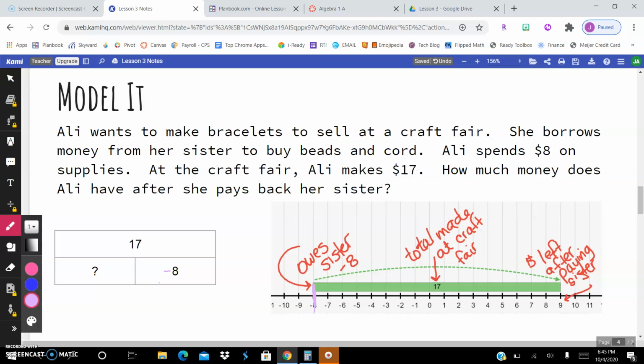So we were in the hole $8. We made 17. So if we made it, we're going to add it. And that's what happens with this green bar over here. We're going to go up 17 from our -8. And then where we land is going to be how much she actually made after she pays her sister. So our -8 that we borrowed that we have to pay back, plus our $17 that we made at the craft fair, will leave us with a total, or Allie with a total of $9.